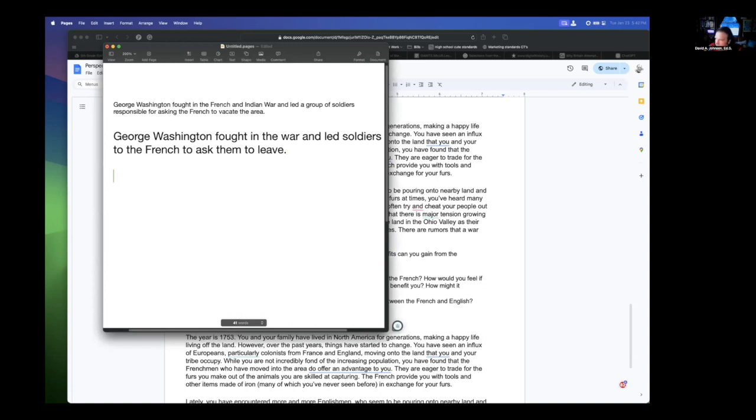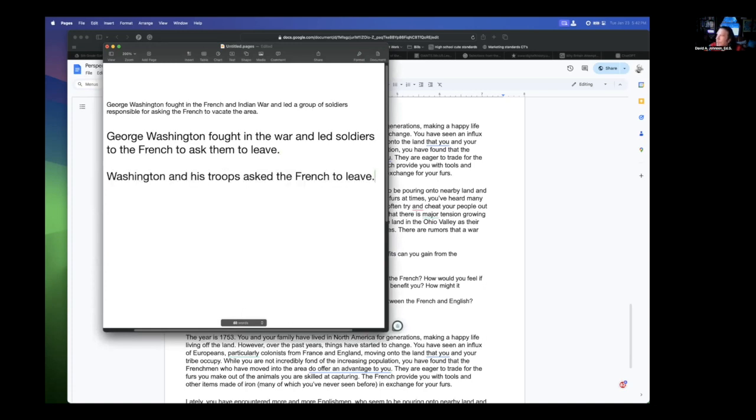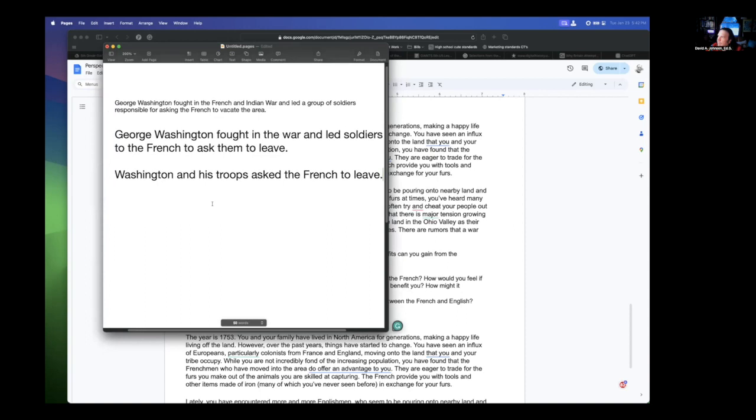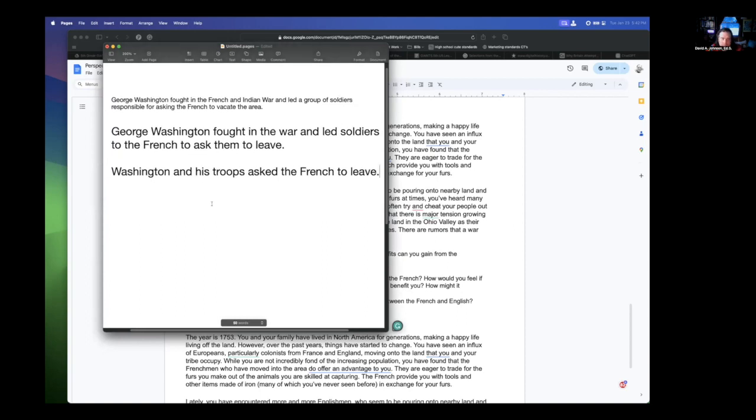Here's the next one. Washington and his troops ask the French to leave. Again, it's not perfect, but this is again summarizing overall what that particular part of that activity was about. And we are not at 6 words yet, though. I did shorten it by 50%. We went from 18 words down to 9, but we still have to lose 3.